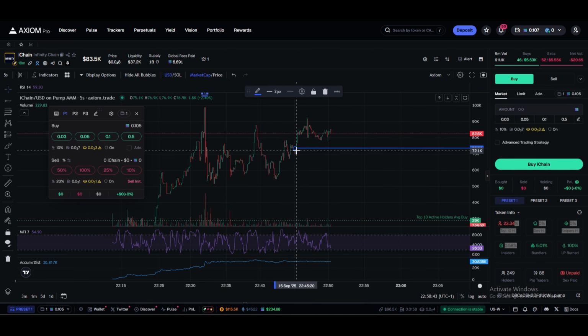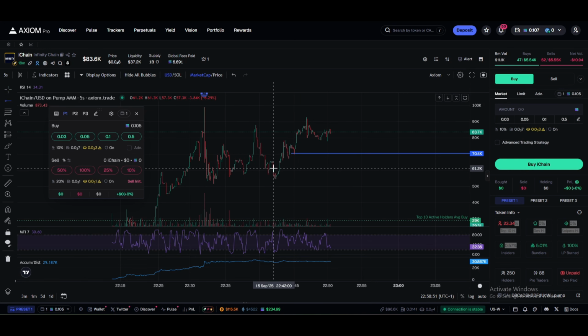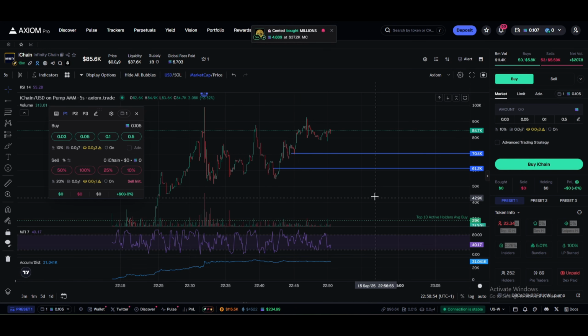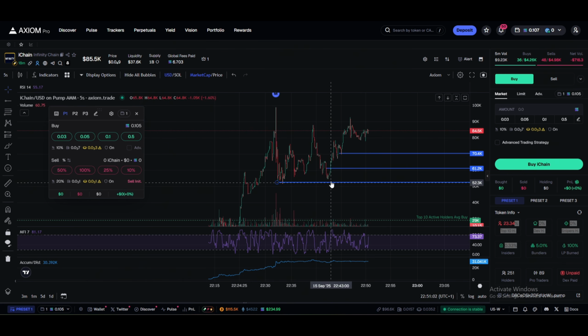I'd say that's a good sort of buy-in price. I'd say 70k. 70k is good. And then another one probably in between here, 60k. Now we're waiting for bounces. As you can see, it sort of hit this level of support, went up, hit this level of support, kind of.